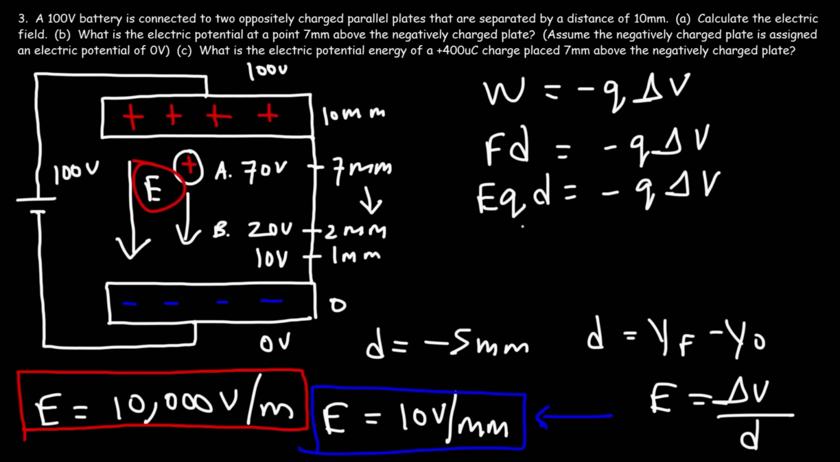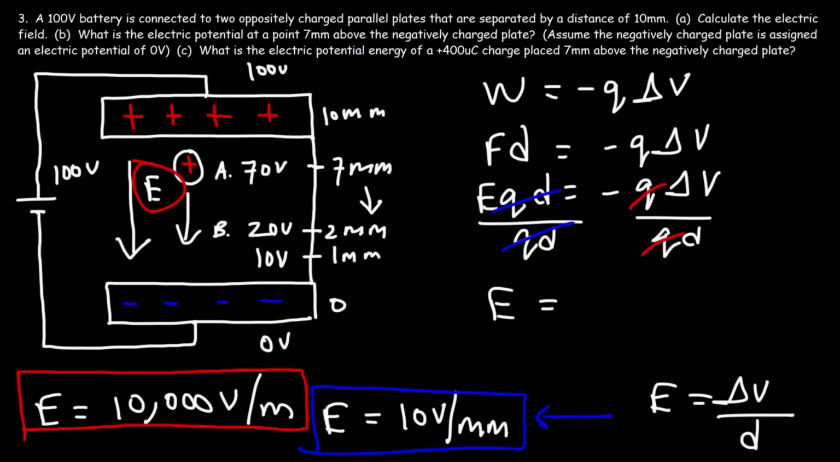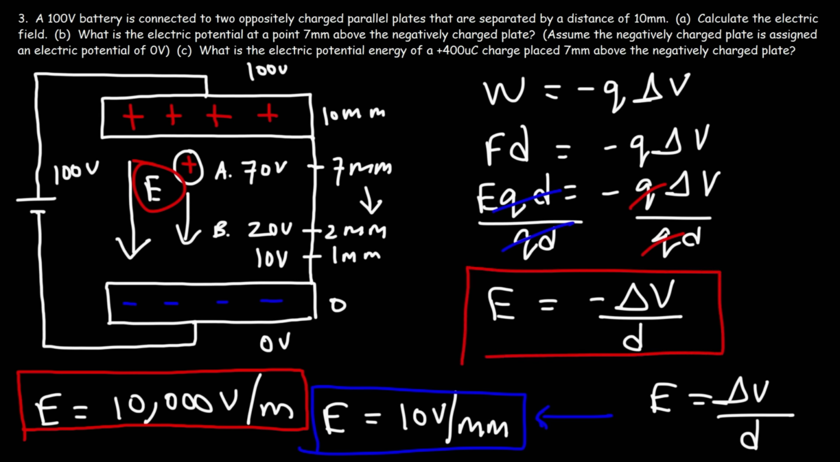So to calculate the electric field, we need to divide both sides by QD. QD will cancel on the left, but only Q will cancel on the right. And so we're left with this equation. The electric field is equal to negative times the voltage divided by the displacement. So that's how you can derive that formula.